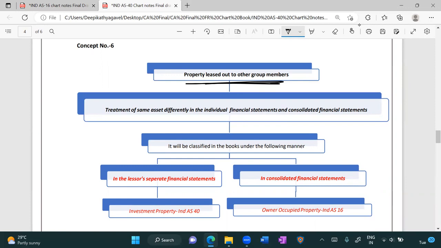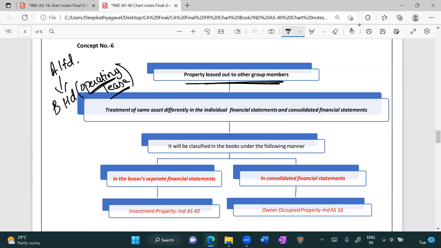So the standard says, let's say there is A Limited, and it has given to B Limited a property on operating lease. Now, in the books of the lessor, that is A Limited, in its separate financial statements, this particular property will be held for operating lease, so it will be treated as an investment.